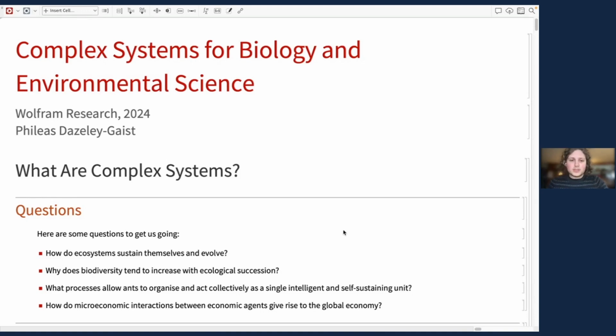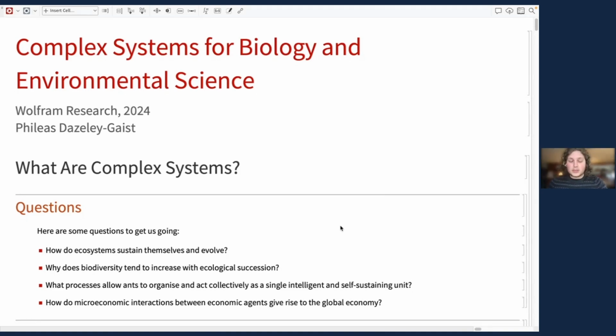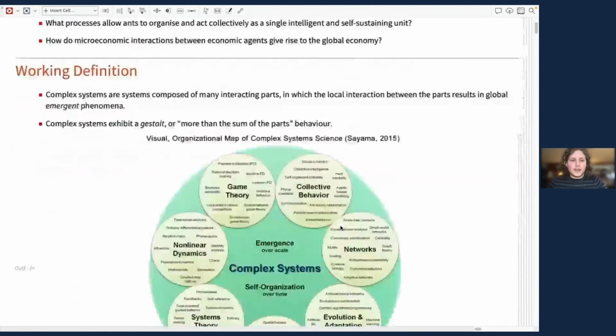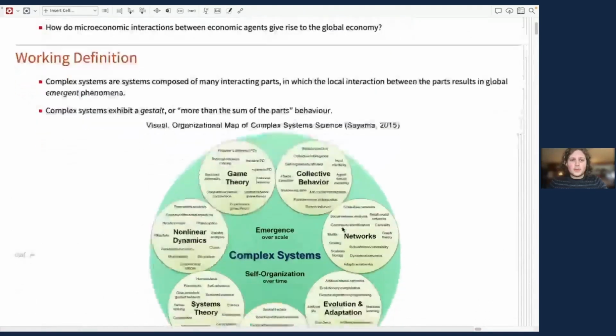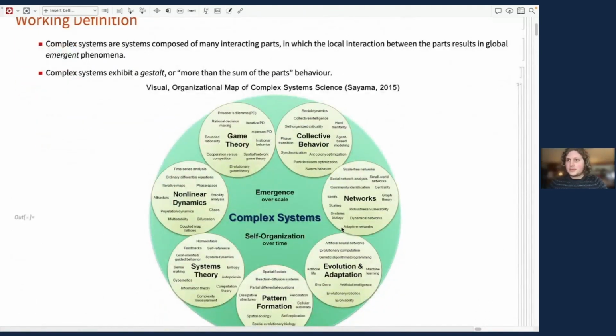So all of these are questions about systems that we would consider complex systems. We'll go into a more in-depth definition a little bit later on in this presentation, but for now, I just want to define complex systems as systems that are composed of many interacting parts, in which the local interaction between the parts results in global phenomena which we call emergent. Another way of saying this is that complex systems exhibit what's called a gestalt, or more-than-the-sum-of-the-parts behavior.